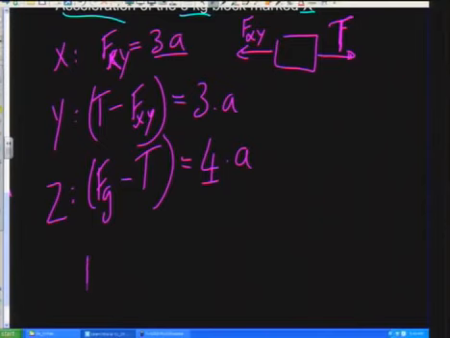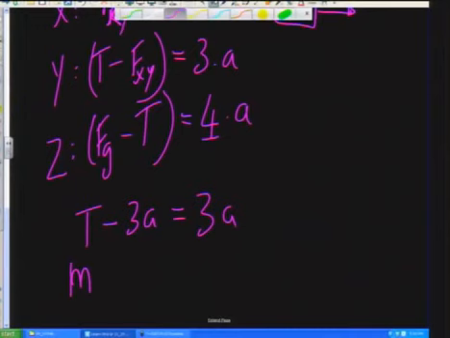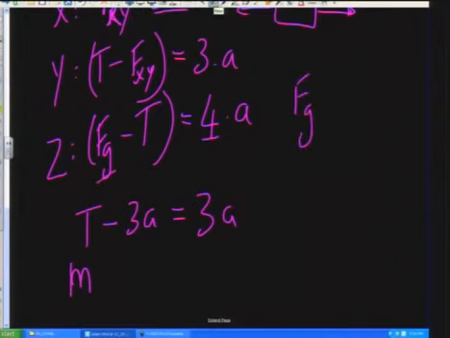So I'm going to get T minus 3a is equal to 3a, and then I'm going to take this equation here of Fg, which I'm going to write as mg, Fg being mg because it was the mass times the acceleration. So let's just substitute that in very quickly. Fg is equal to mg, which is 4 times 9,8. I need to work that out.